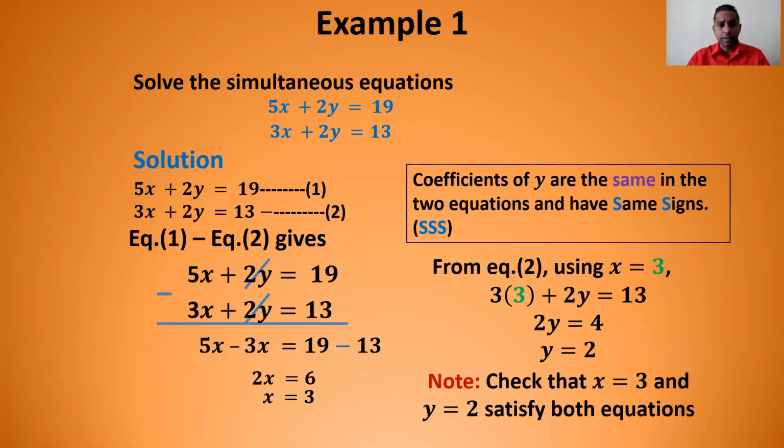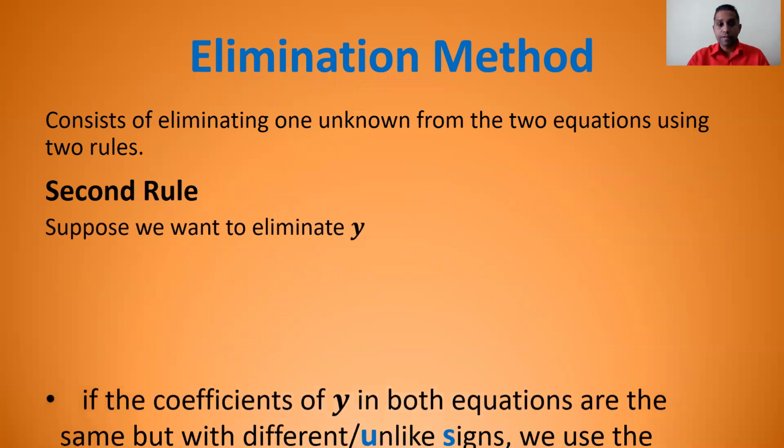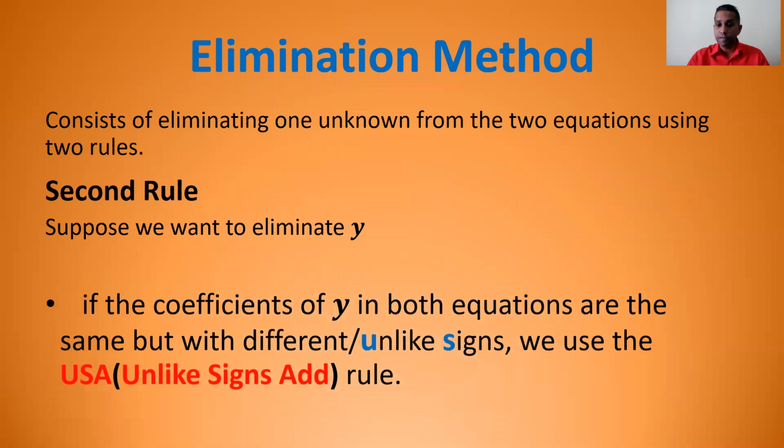Let us now have a look at the second rule for the elimination method. Again, if we have to eliminate y, then if the coefficients of y in both equations are the same, but with different or unlike signs, we use the USA rule, that is, the unlike signs add rule. Let us consider an example.